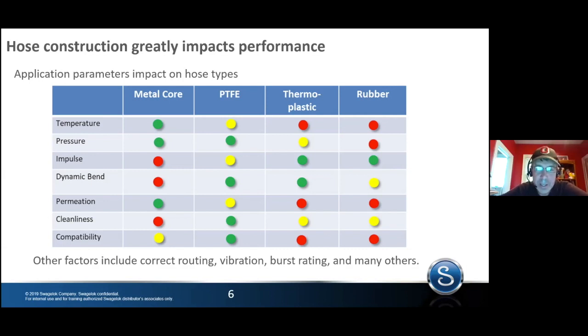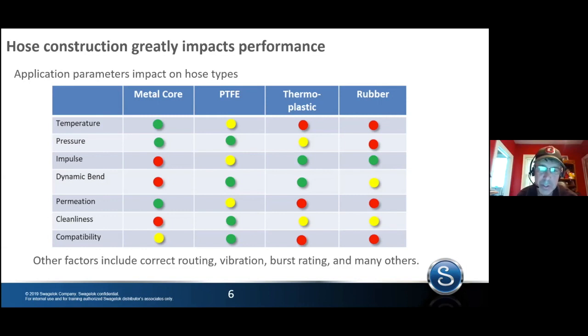So it's important to understand the system parameters when selecting a hose. And what we've seen is this isn't always done. A lot of users of our hoses simply put the hose that was in place previously back in place, and it might be the wrong type of hose for that application.